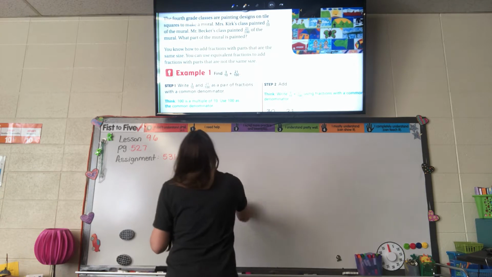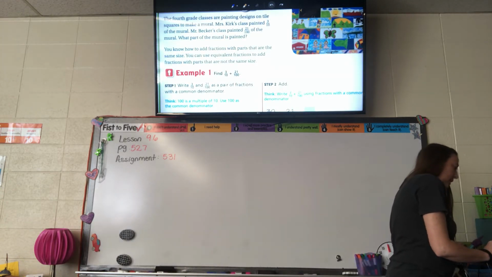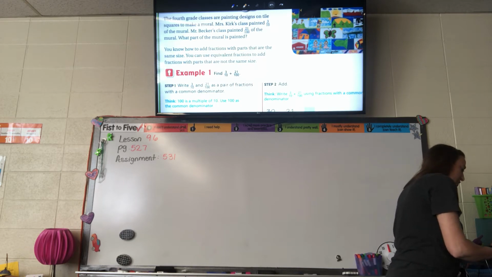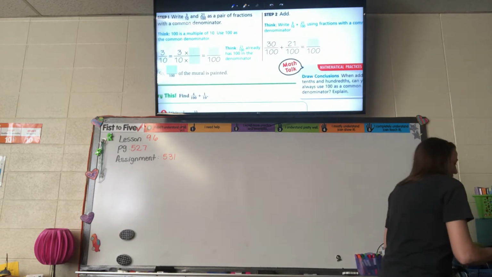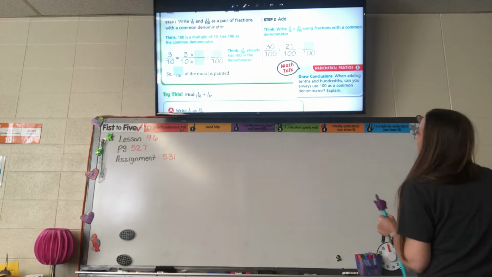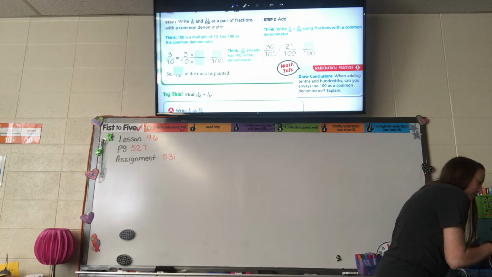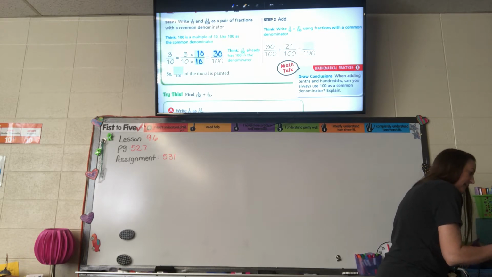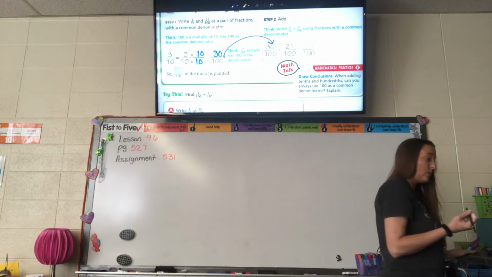So here we go. Okay. Step 1, write 3/10 and 21/100 as a pair of fractions with a common denominator. So let's go up here. Make sure you can see it. Okay. So just like I did a second ago, we're going to multiply 3/10 times 10 over 10, and that gives us 30/100. Now, so we bring that 30/100 over here. They've already done it for us.